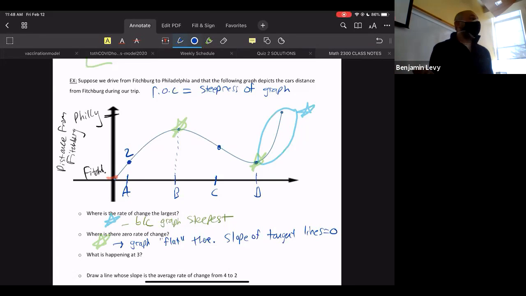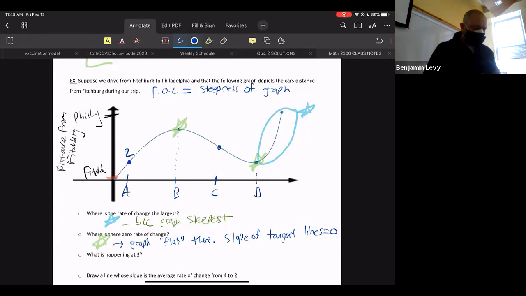Those B and D is where we turned around, right? B is where we were driving towards Philadelphia. We forgot something. We turned around and started going back. If we cared about our trip or whatever, we were trying to analyze the trip, that would be an important point. D is where we were heading back towards Fitchburg, and then we turned around and started driving back towards Philadelphia. So again, something changed there. There was some kind of event. So those are interesting points usually in functions.